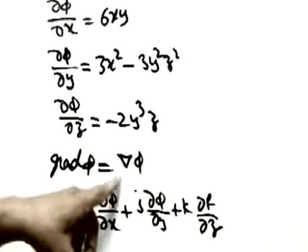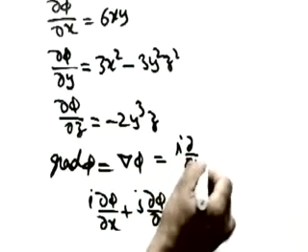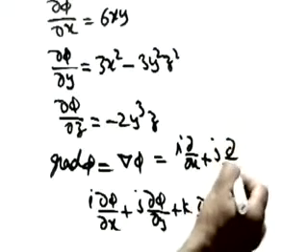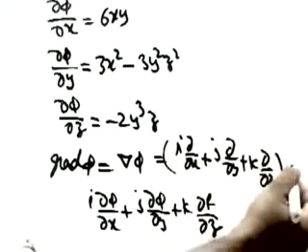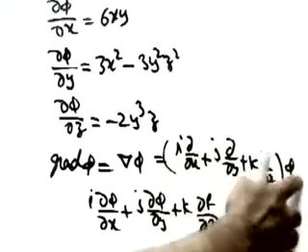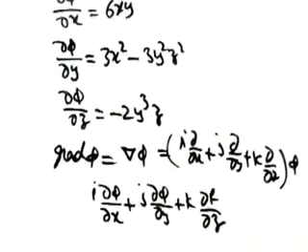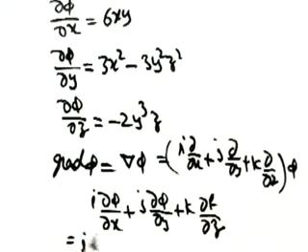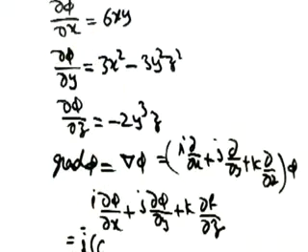So this is the formula: i ∂φ/∂x. Del is, you see here, what is the formula of del? i ∂/∂x plus j ∂/∂y plus k ∂/∂z of φ. So you multiply φ: i ∂φ/∂x plus j ∂φ/∂y plus k ∂φ/∂z equals to, now let me substitute the values, i into what is ∂φ/∂x?